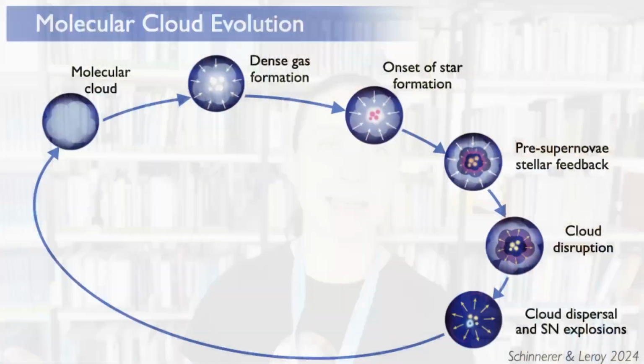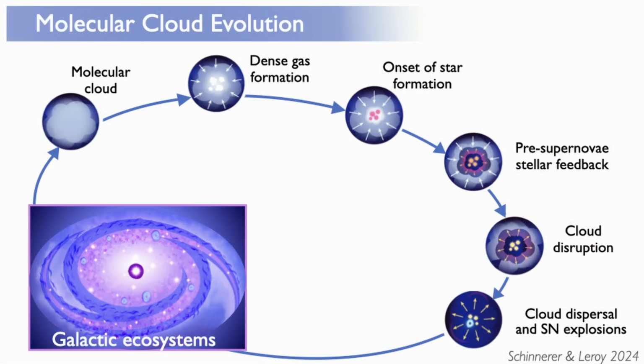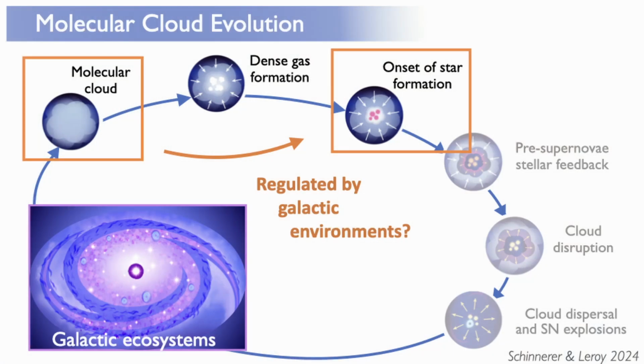Now, these clouds are actually not isolated, but rather we have large numbers of molecular clouds that reside in galaxies. And recent studies have shown that if we have a look at the properties of the molecular clouds and also of the star formation, they seem to change depending on where the cloud is located within the galaxy. Star formation may differ in a spiral arm compared to the center of a galaxy.